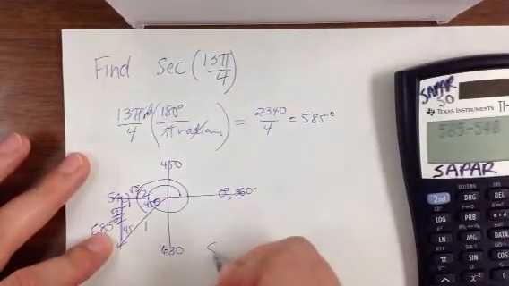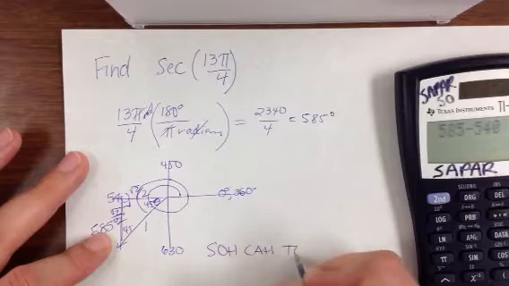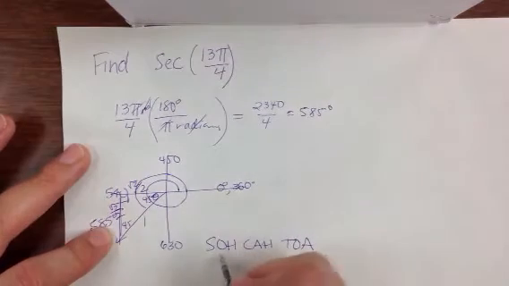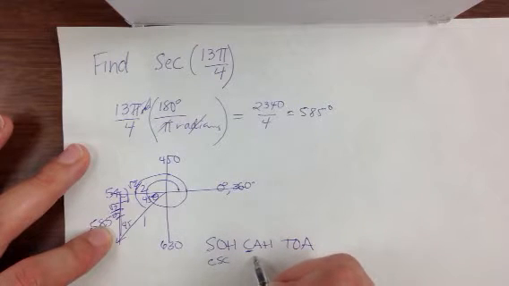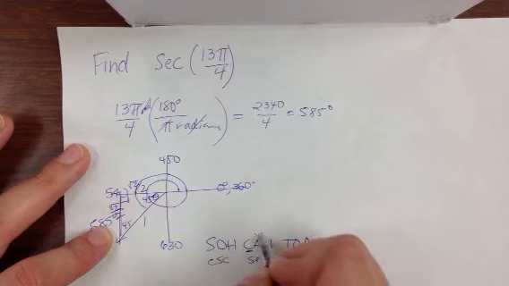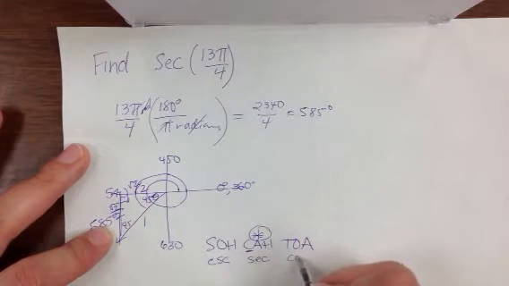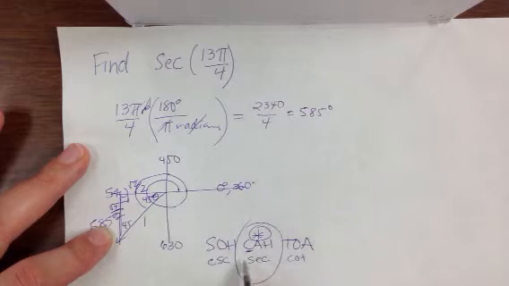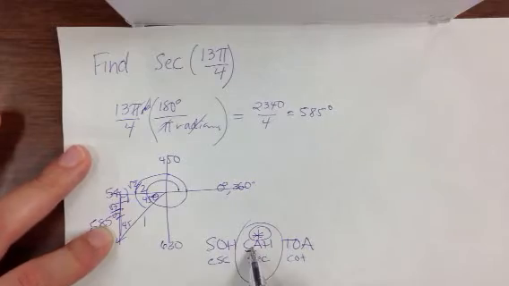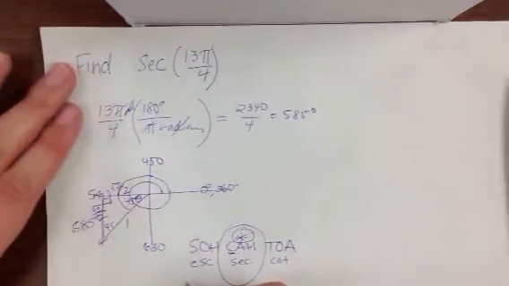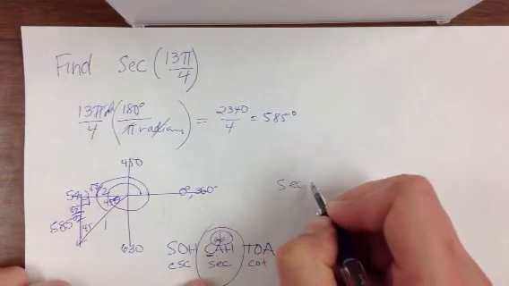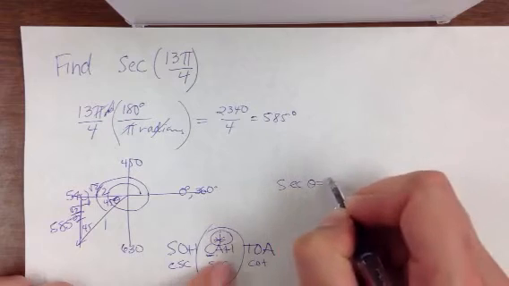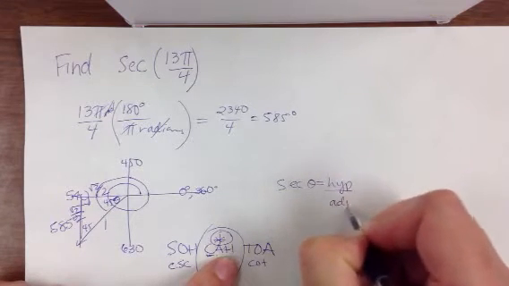So I think to my SOHCAHTOA. And I know the reciprocal of sine is cosecant, and the reciprocal of cosine is secant. That's the one I want. And the reciprocal of tangent is cotangent. So I'm taking the reciprocal of cosine, which will be hypotenuse over adjacent. So the secant of our angle will be hypotenuse over adjacent.